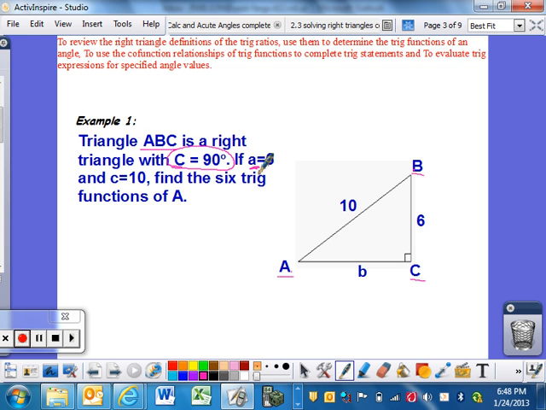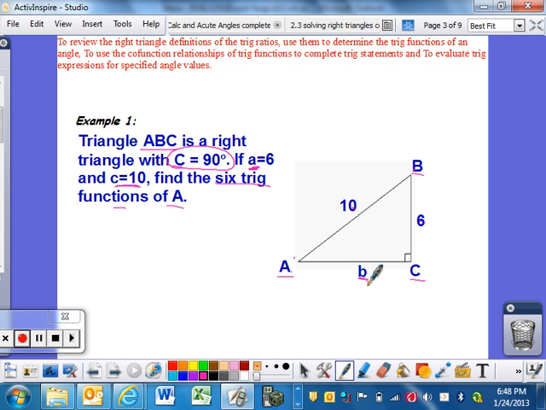Okay? Just know that when you put side A on the graph or on the picture, that has to be across from your angle A. It does not matter where you set it up or how you do it. Just make sure the 6 is across from angle A. And then obviously if little c is 10 or side C is 10, that's got to go across from angle C. Okay? And it says find the 6 functions of A. So in order to do that, you need to have all three sides. So how would you find side B?